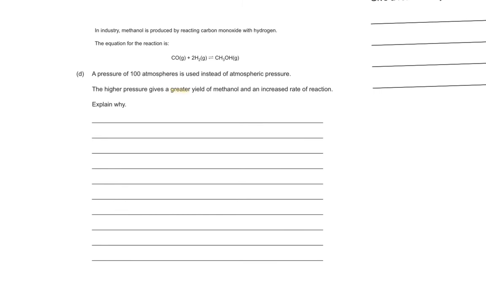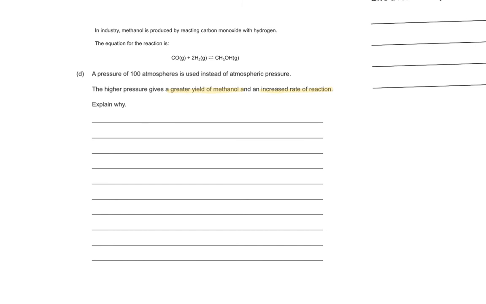The first thing you need to discuss is why is there a greater yield of methanol with a higher pressure? And again, you're looking at shift of equilibrium in this case. Secondly, an increased rate of reaction. Why does the rate of reaction increase when you have a higher pressure? And we're not talking about equilibrium here, we are talking about collision theory. So think about what you might say there. This is a 4-mark question, as I've said, so give yourself 4 to 5 minutes to answer it. Pause the video now and then come back for marking.